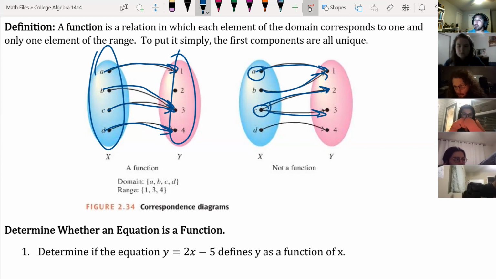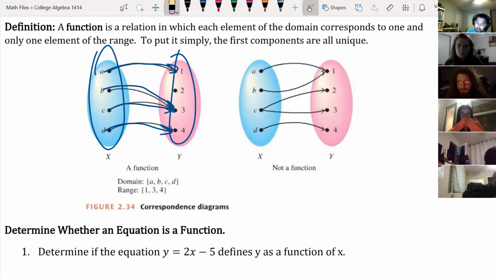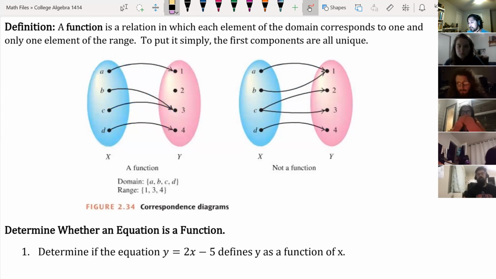So this means that one X value cannot have multiple Y values. And then D goes to 4. So since one X value went to multiple Y values, that is not a function. What we're focusing on today is what is a function. So remember, every X must have one Y. And it is okay if multiple X's share the same Y value.